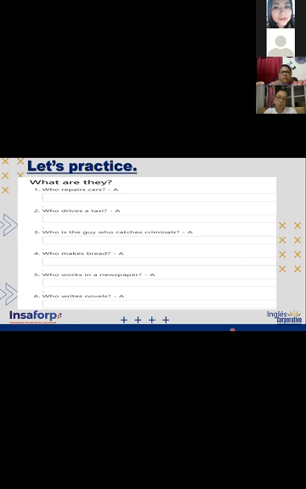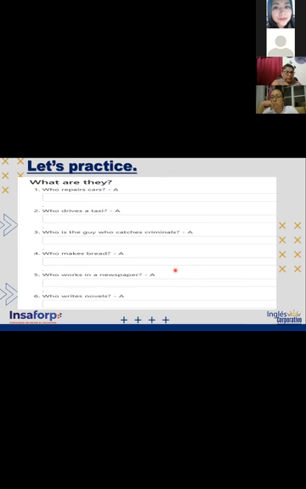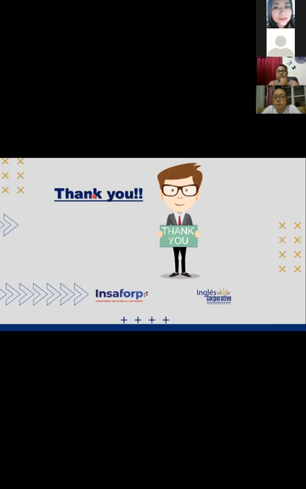Who repairs cars? So in this one, number three, what you have to give me is the profession, the occupation, or the job according to the question you have. For example, who repairs a car? Who does that? We already know, a mechanic, right? Very simple, just like that. And that's it.